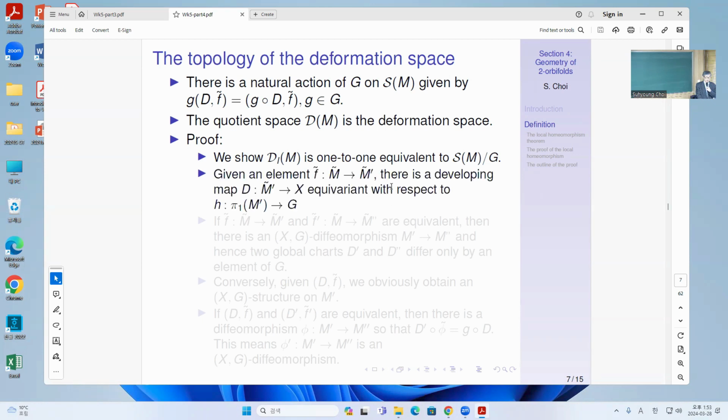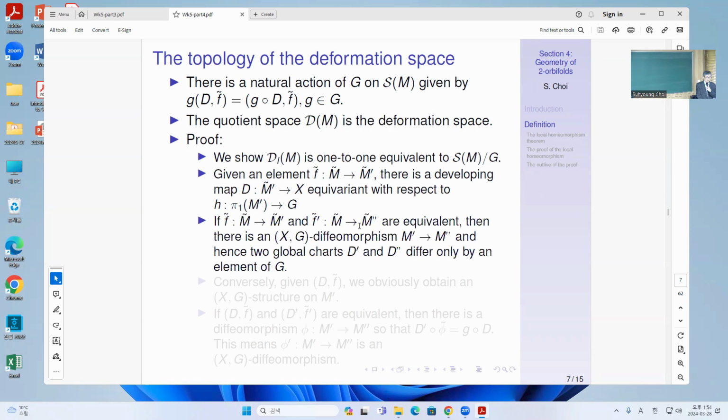So given an element here, there's a developing map equivalent with respect to this. So suppose I have an element here, DIM, and then these are equivalent. So there's an XG diffeomorphism like this, and the global charts for both of these differ by only an element of G. So you get this D, but if they are equivalent in this DIM space, they differ by an element of G. So for each element here, you get an element here up to G. So you get a one-to-one correspondence.